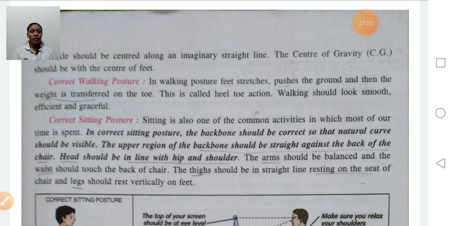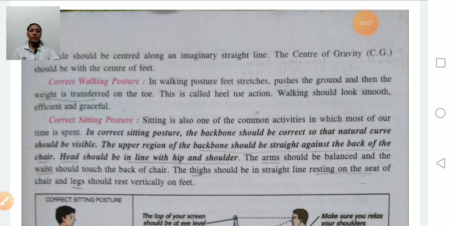Correct walking position. What is the correct walking position? In walking posture, your feet should be stressed. Push the ground and then the weight is transferred to the toe. It is also called heel to toe action. In walking position, push the ground and then weight is transferred from heel to toe.